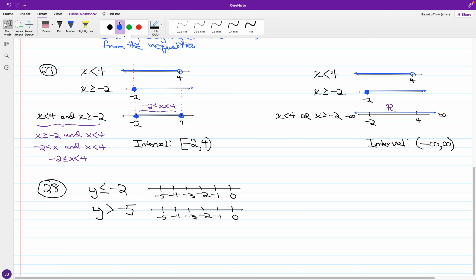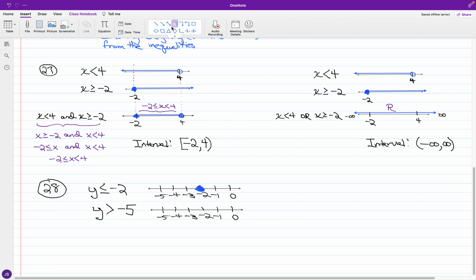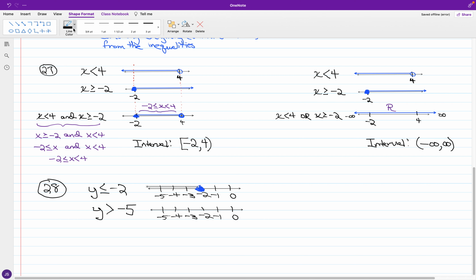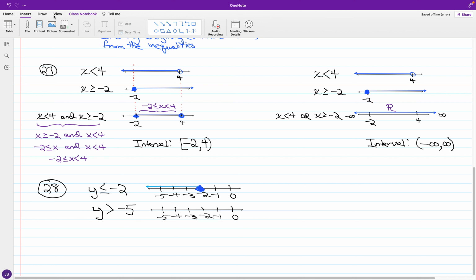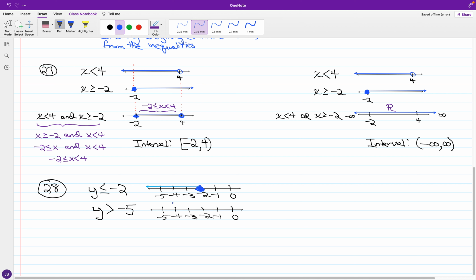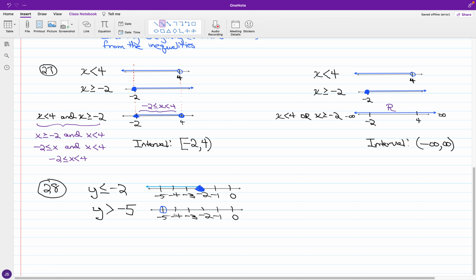Okay, so for what we have regarding y is less than or equal to -2 with an equal sign, -2 is included, everything else is less than, and so we're going to have a ray going continuously to the left. And for what we have in the case of y is greater than -5, okay, so -5 is not included. So you have an open circle. And we have a ray going continuously to the right.